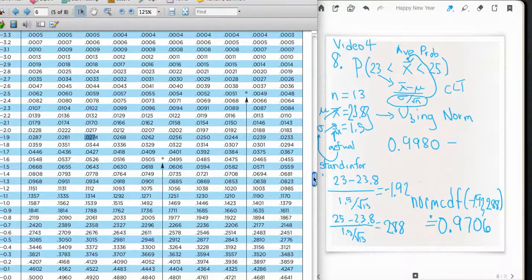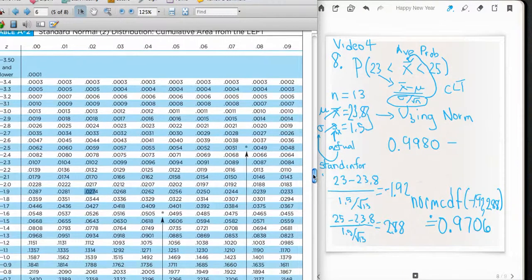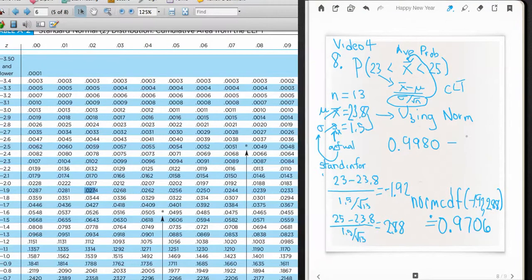Let's just check that out to make sure. Yep, exactly. And so this is 0.0274, and so 0.9980 minus 0.0274 gives me the same exact value. That gives me the value here, and this would be using my z table. So you can do it either way.